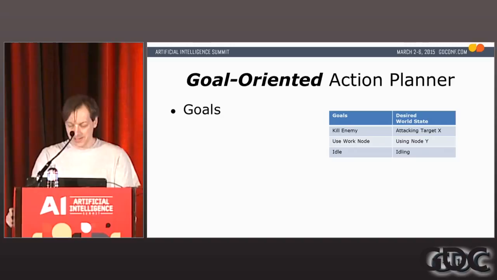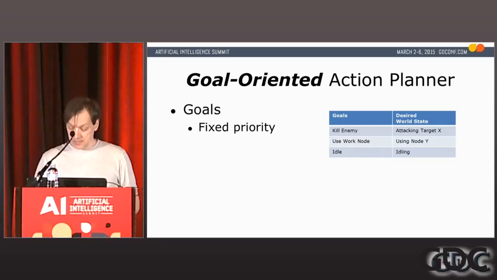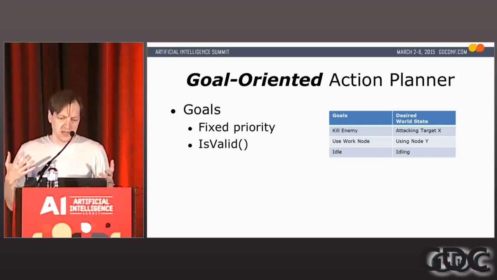So goal-oriented action planning starts with a list of goals. At least at Monolith, these goals are fixed priority. We just have a list of goals. We go top down to figure out which goal to pursue. Now each goal has an is valid check, and this is a simple check. This just checks to see if the goal should be pursued.